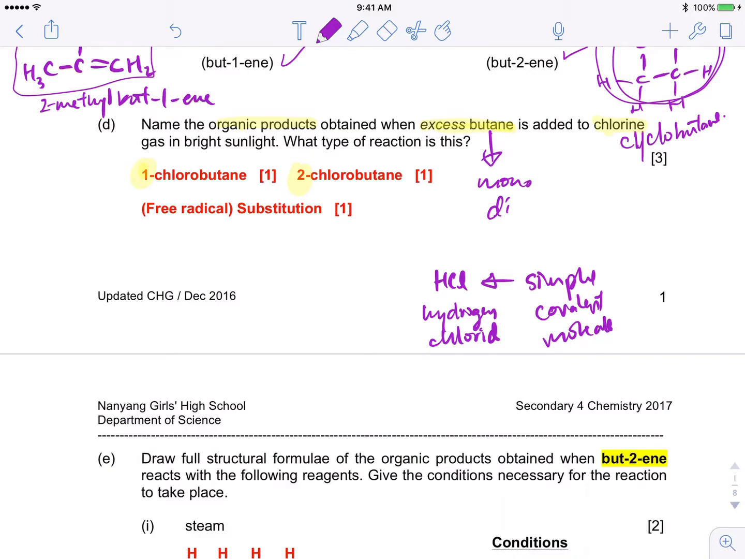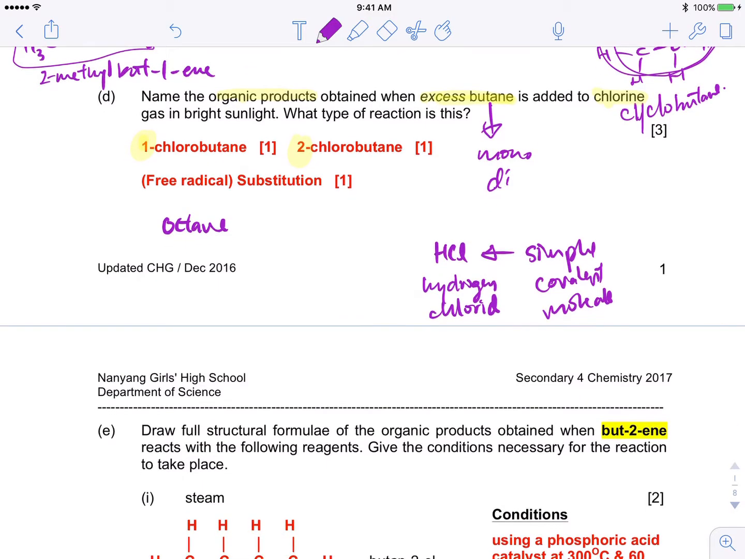Some of you also wrote octane. Octane is a possible product, but it is a lot less likely to be formed compared to 1-chloro or 2-chlorobutane. So the major products are 1-chlorobutane followed by 2-chlorobutane. Then there will be a lot of minor products such as octane. Maybe there's some tri-substituted or di-substituted butane of a much smaller quantity.